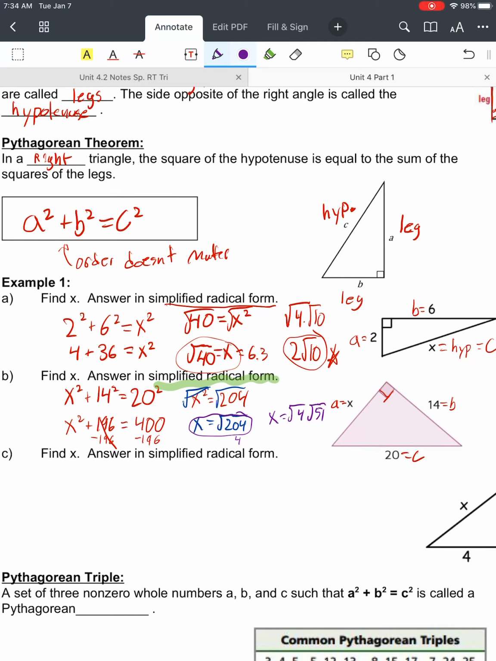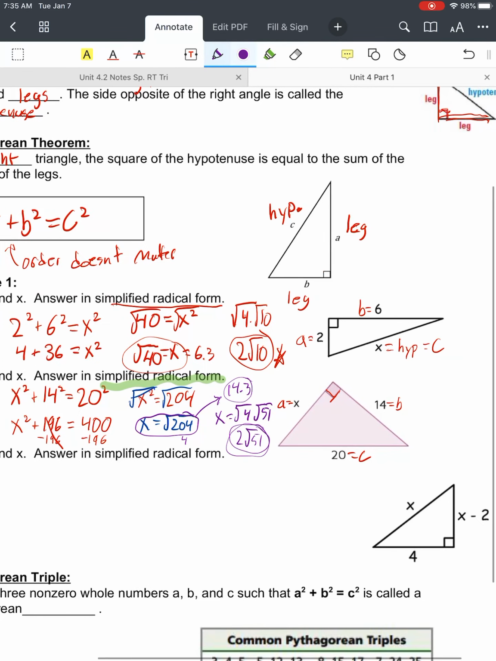So then we're going to be left with the square root of 4 is 2 times the square root of 51. If you were to just have typed this into a calculator, you would have got about 14.3. But since we're practicing simplifying those radicals, we're going to just go with that for our answer.